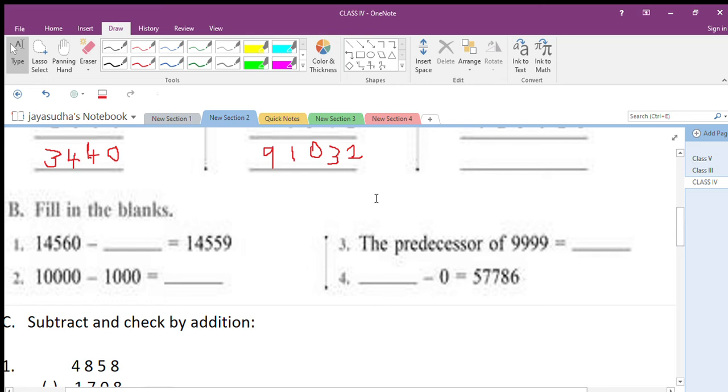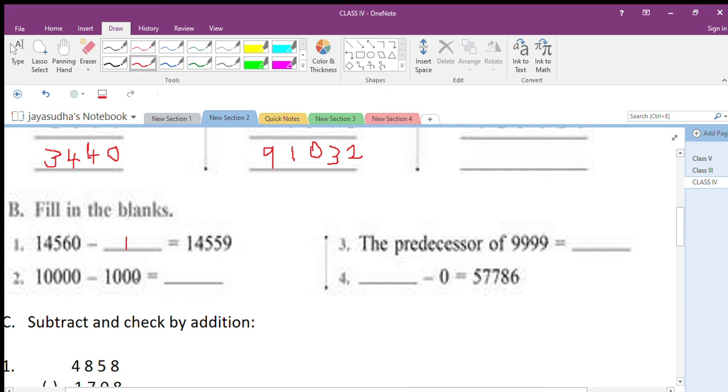Now move on to the next one. What is here? Fill in the blanks. Look at the question. 14,560 minus dash, so you get the answer 14,559. What number do you want to come in this fill in the blank? Tell me, how do you get this answer? You have minus 1. You get the answer. 14,560 minus 1, you get 14,559. Are you okay? Now listen.